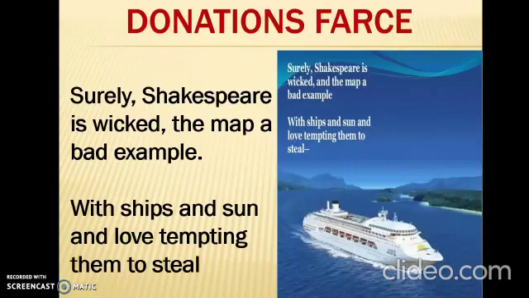Now surely Shakespeare's wicked, the map a bad example, with ships and sun and love tempting them to steal. The poet is angry, and he calls Shakespeare wicked, and the map a bad example. Ships and sun and love tempting them to steal. They are showing them not their real world. They are showing them a world which they will never be able to achieve, and probably they would fall prey to wrong things.